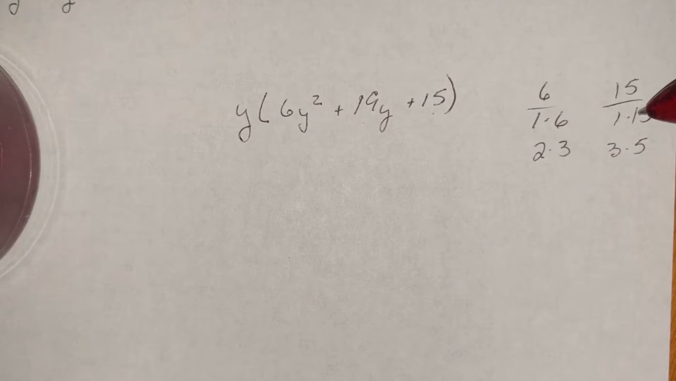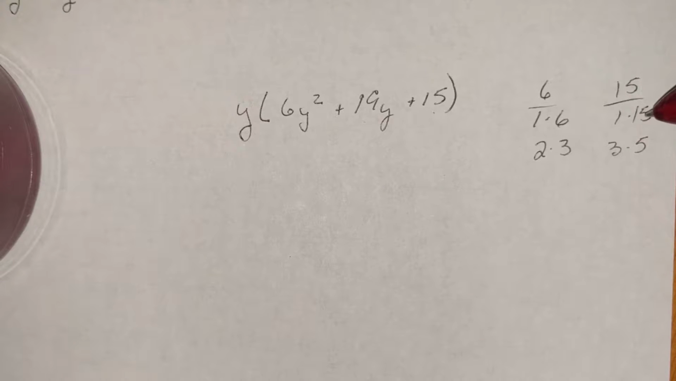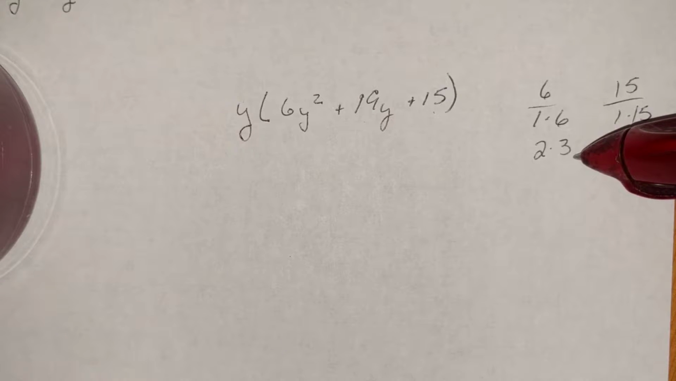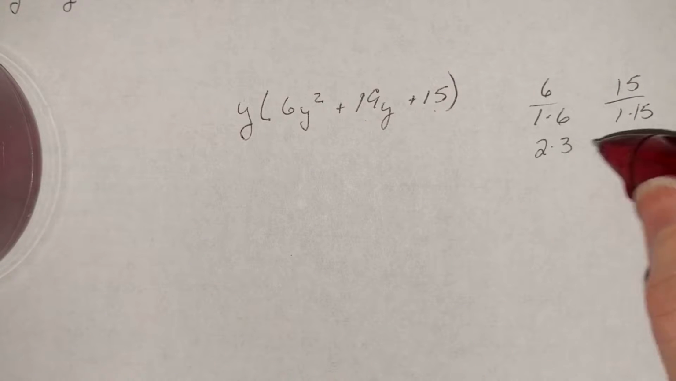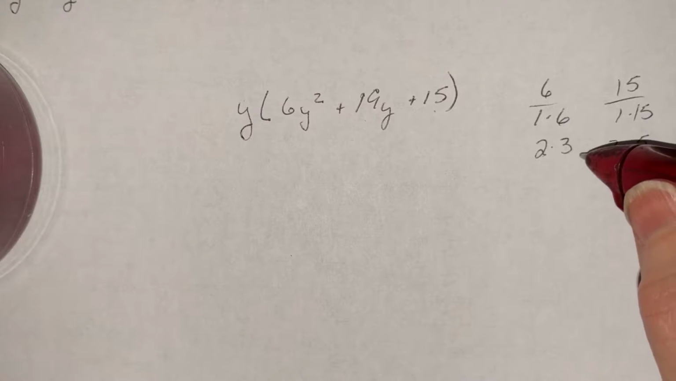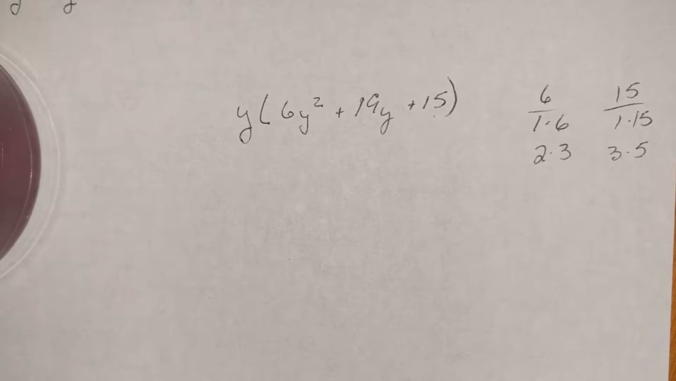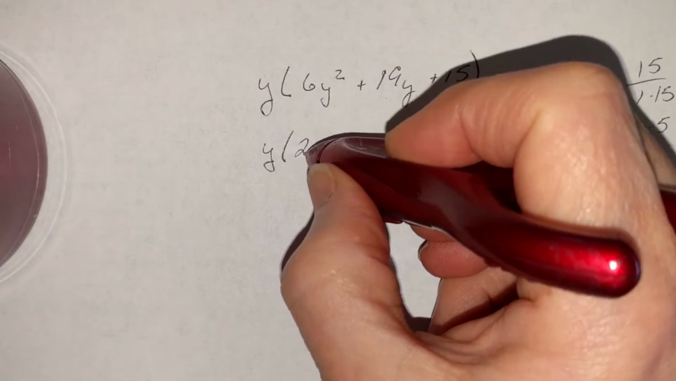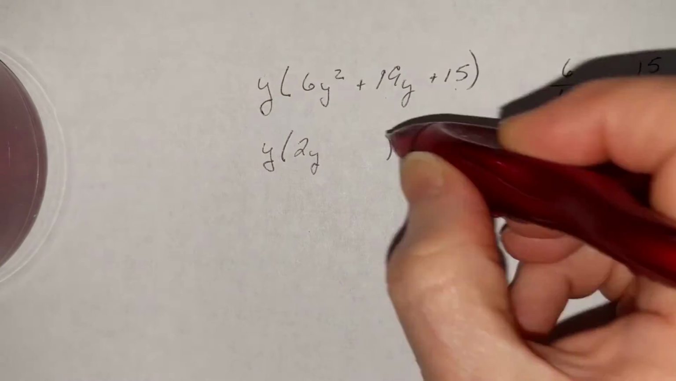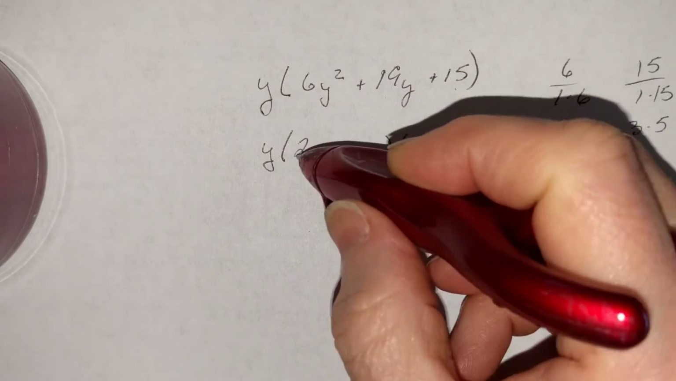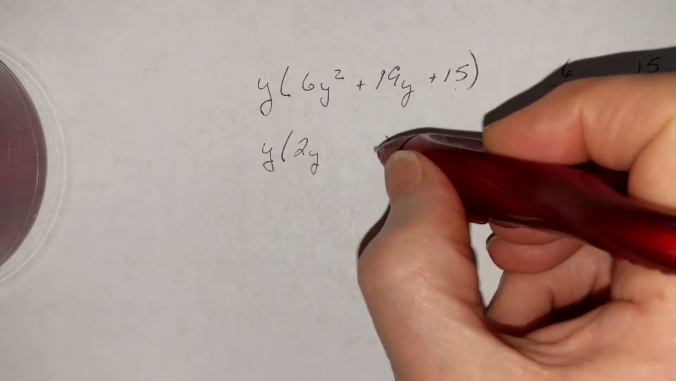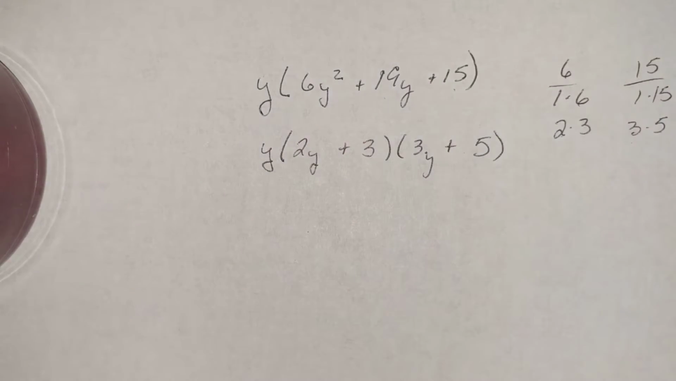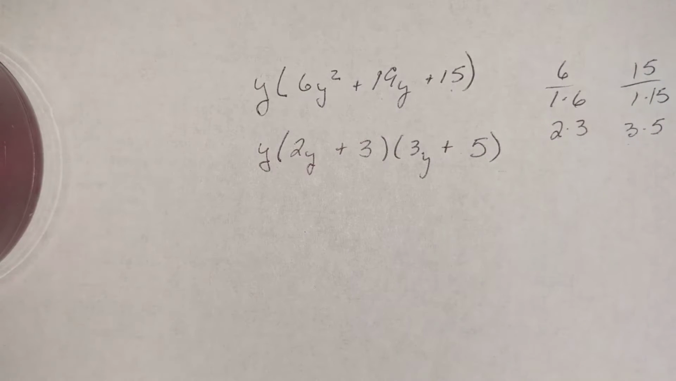1 and 15, 6 and 1 gives me 21. 2 and 3 and 5 and 15 gives me 21. So 2 and 5 and 3 and 3 give me 19. So I'm going to have y times 2y plus 5, and it's going to be a 3y plus 3 here. We said 2 times 5 and 3 times 3. They're both positive. So now this is my factored numerator.